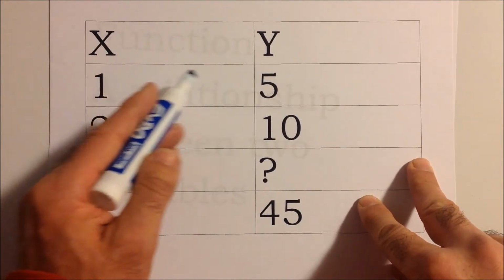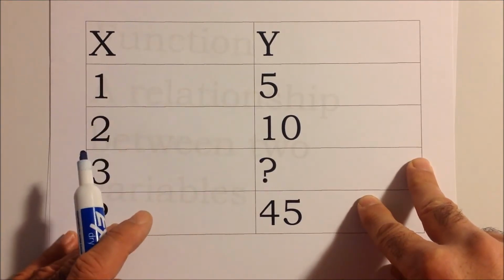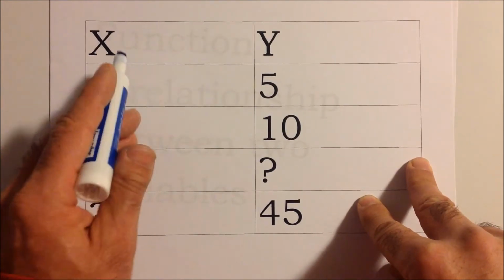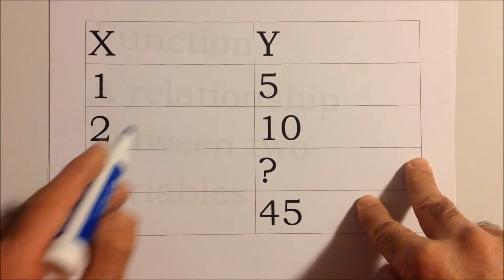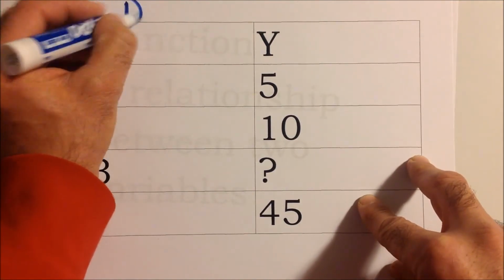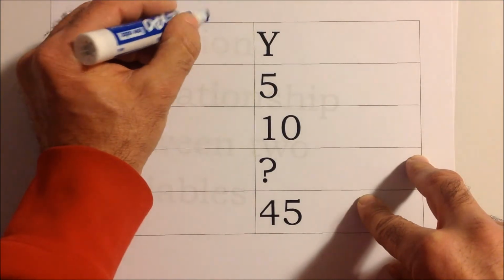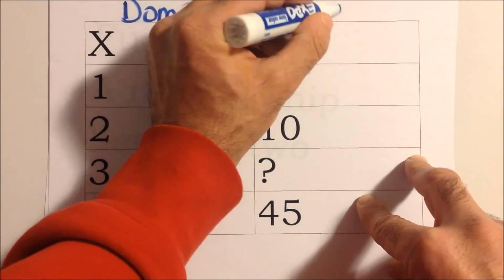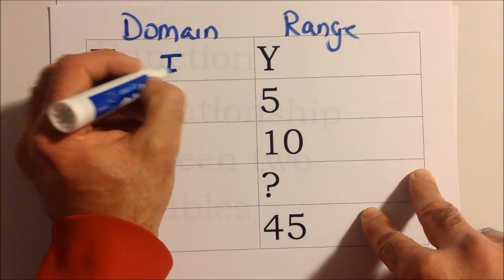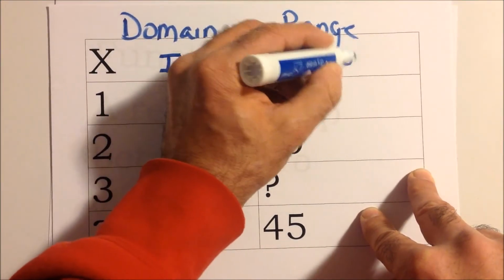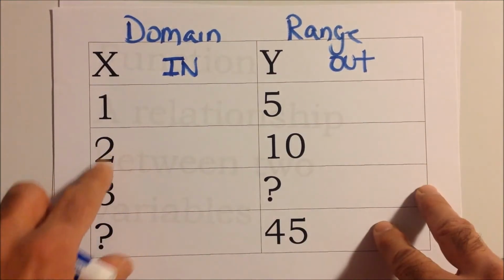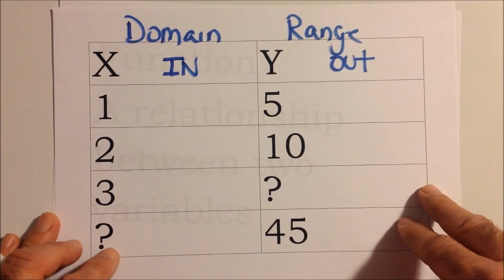Well, how can we get 5 if we have a 1? How can we get 10 if we have 2? The rule has to be the same for each of these numbers in this x and y box. It's also called a domain or range box. It's also called an input box, or an in box and an out box. Say input, output. So the rule here is, what do you think the rule is?